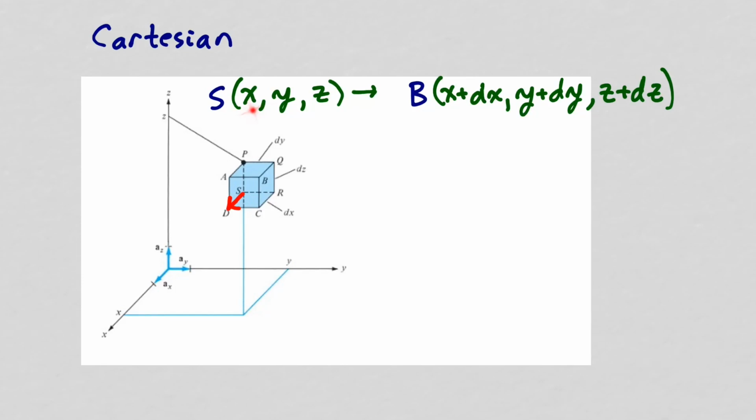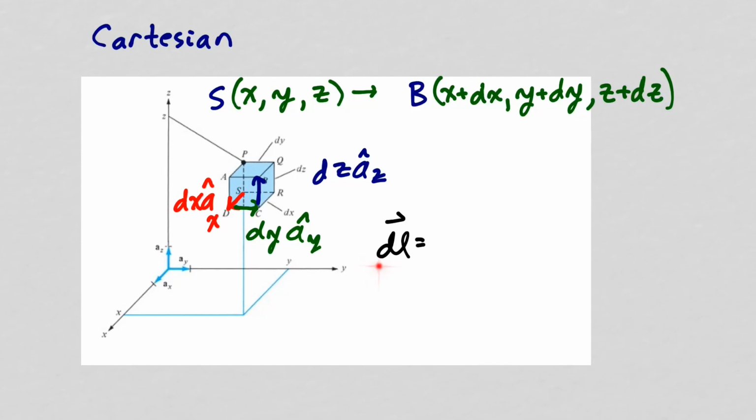Going from x to x plus dx, we can define a vector of magnitude dx in the x direction. Then going from y to y plus dy, we can define another vector, dy, in the y direction. Going from z to z plus dz, we can define another vector of length dz in the z direction. Our differential length will be the vector that points from our starting point at S to our final point at B, and it will just be the vector sum of these three differential vectors.